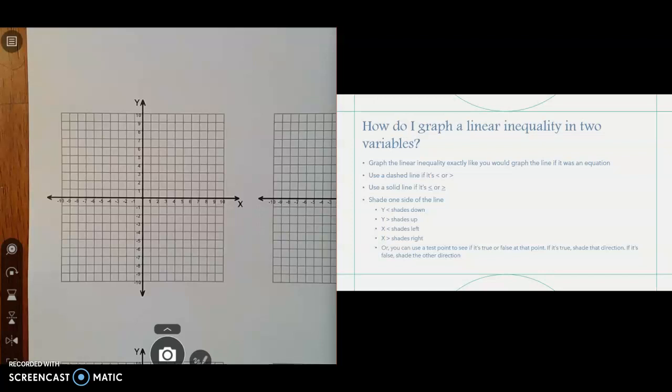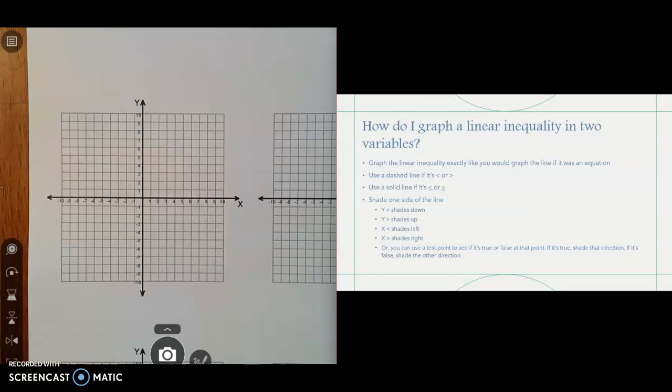Then you're going to shade one side of the line, and you always have to think, well, which side am I going to shade? In general, if it's set up with y is less than, you're going to be shading down. Y is greater than, it's shaded up. If you have x is less than, it shades left. If you have x is greater than, you shade right. But even with those, sometimes it's not set up in that way, or sometimes your brain is just like, well, which way is up, or which way is down, or which way is left, which way is right, and it gets kind of confusing when you get some really strange diagonal lines.